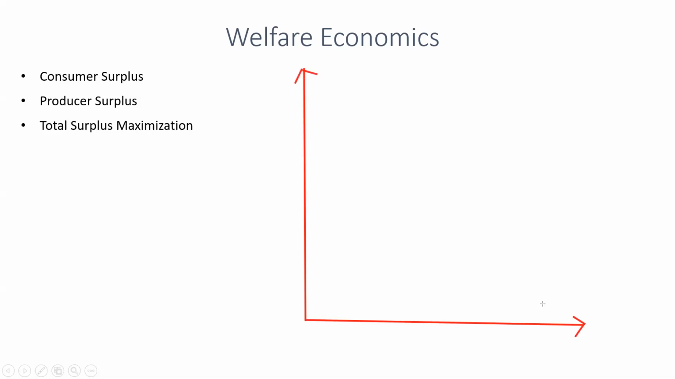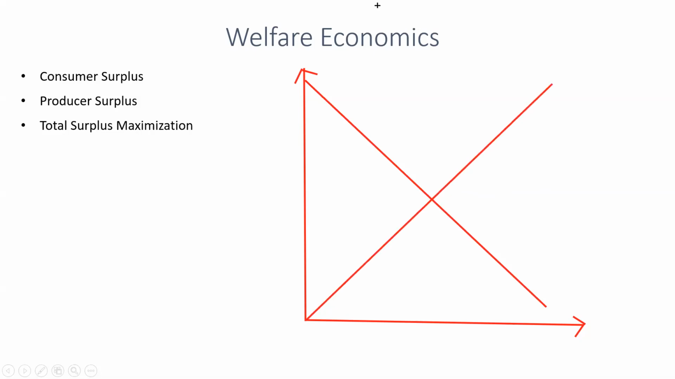So this is my demand curve and my supply curve as usual. Let's name it P, Q, demand, and supply. We know already this is the equilibrium point, corresponding to which we're going to have equilibrium price and equilibrium quantity. Let's write that down as well: equilibrium price and equilibrium quantity.